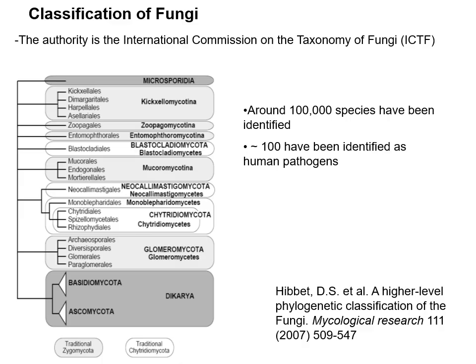As for the classification of fungi, the authority is the International Commission on the Taxonomy of Fungi, so the ICTF. And what the ICTF has come up with is a classification system that was adopted back in 2007, but so far, not a lot of people have adopted this classification system. Around 100,000 species have been identified, and around 100 have been identified as human pathogens.